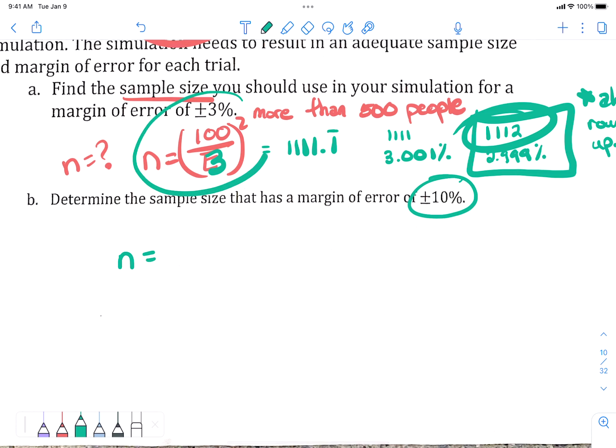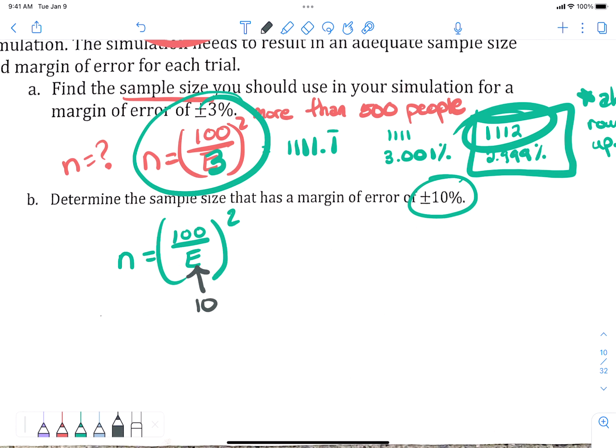We're going to do that same formula again right here. 100 divided by E, and we're going to square it, okay? We're going to plug in 10%, or 10, in there for E. What's 100 divided by 10 squared? 10 squared is 100. So we have to survey 100 people, and that's a 10% error. That's a pretty big error, right?